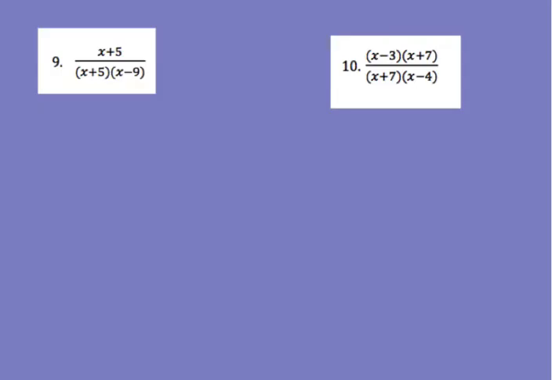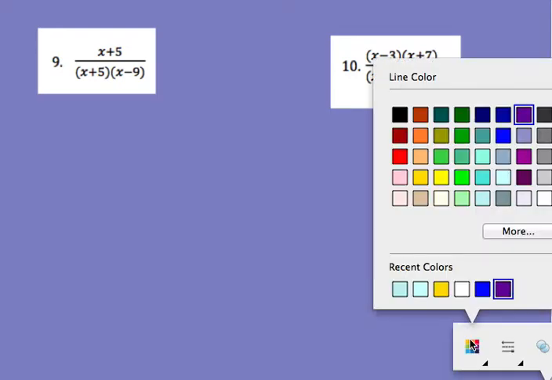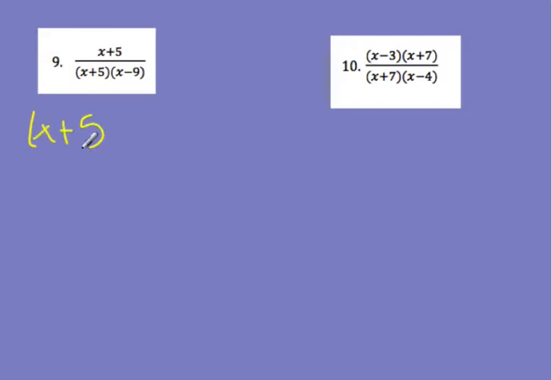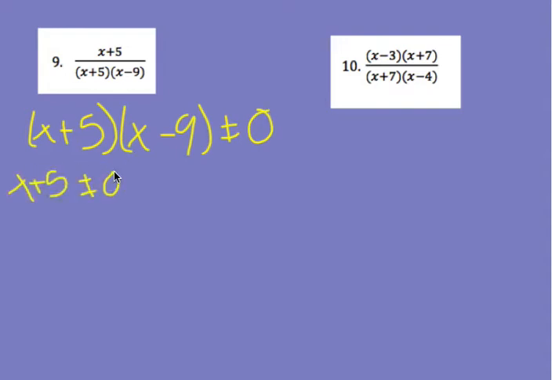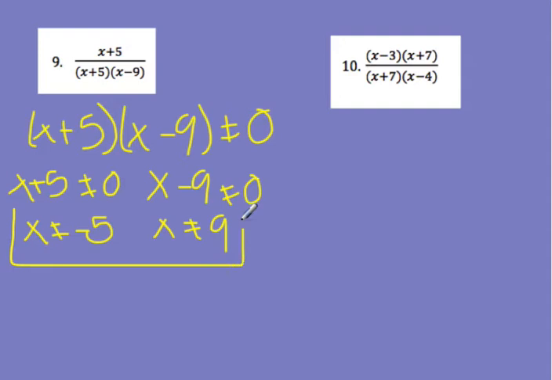Let's take a look at number 9. So here we can simplify, but before I simplify, I always like to take a look at the excluded values, okay? So x plus 5 and x minus 9 cannot equal 0. So x plus 5 cannot equal 0, and likewise x minus 9 cannot equal 0. So here, subtract 5 from both sides, and you get that x cannot be negative 5. Here, add 9 to both sides, and you get that x cannot be 9. So those are your excluded values.